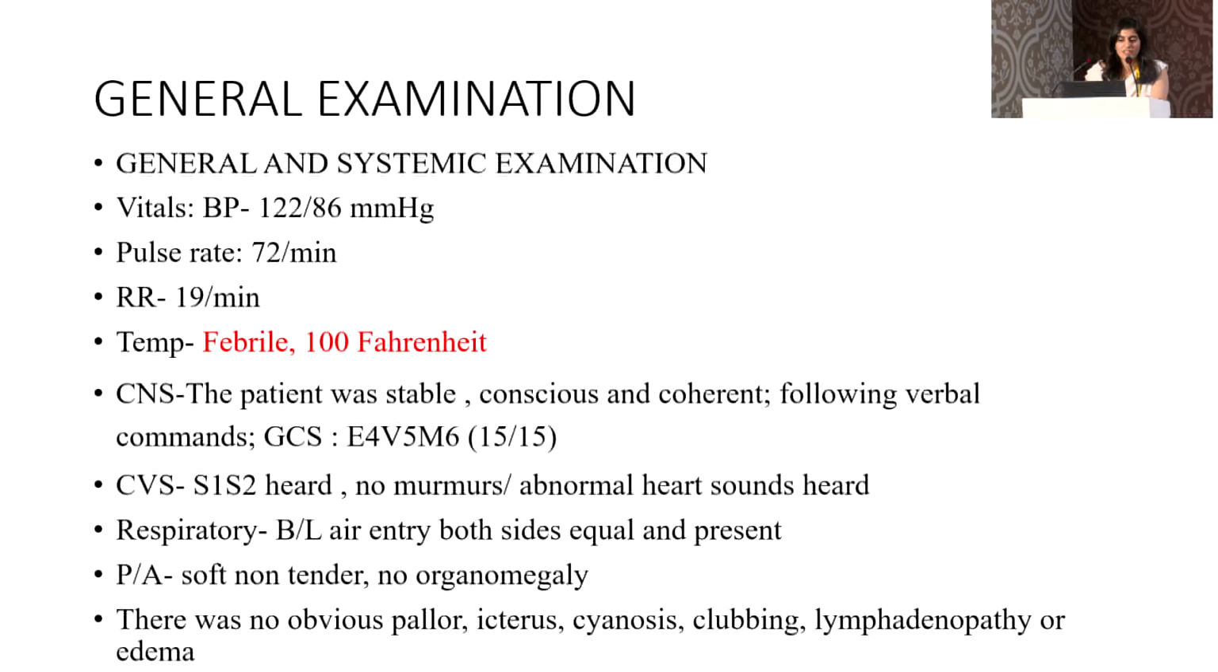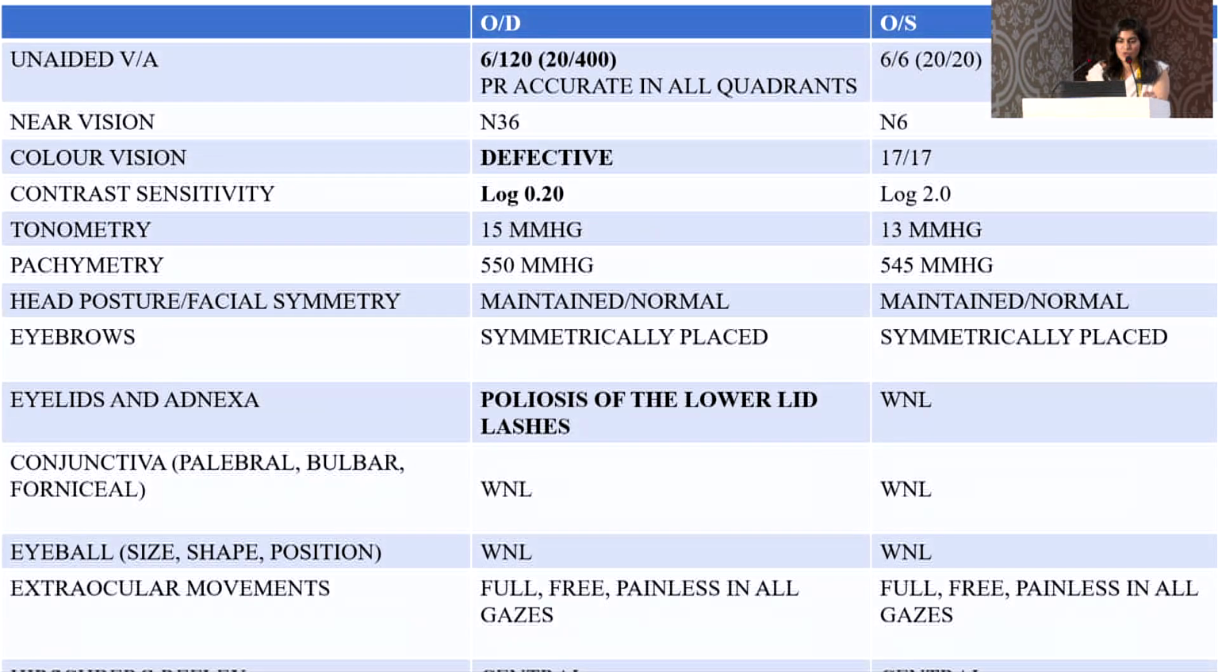On general examination, his temperature was slightly raised, the rest was insignificant. Coming to his ocular examination, the positive findings I saw were unaided vision of 20/400. The projection of rays was accurate in all quadrants. His color vision and near vision were both defective. Contrast was reduced, and on the eyelid adnexa, as I said, he had poliosis of the lower lid lashes.